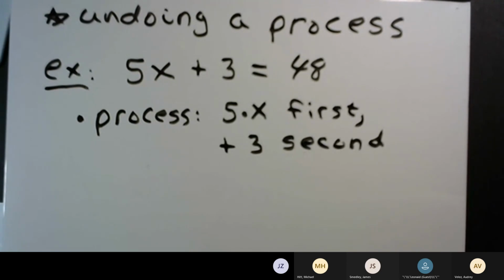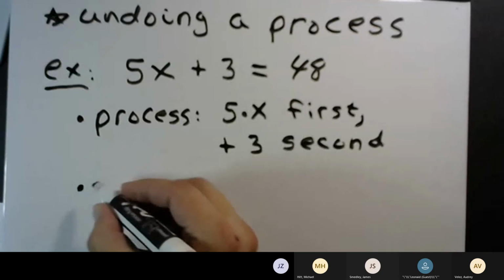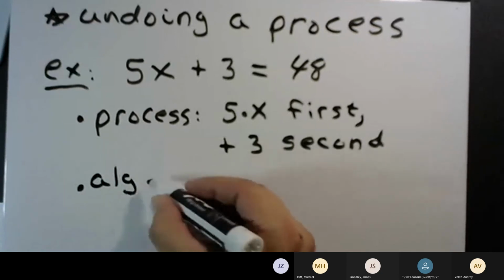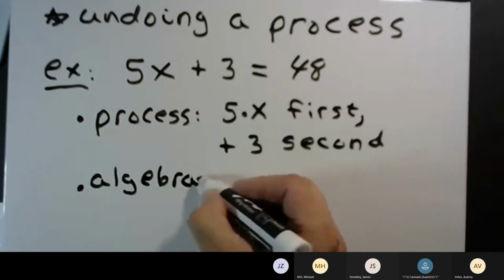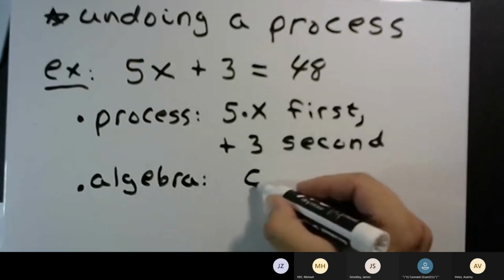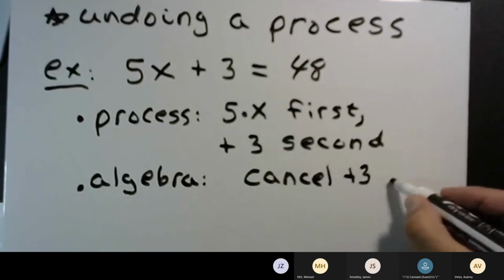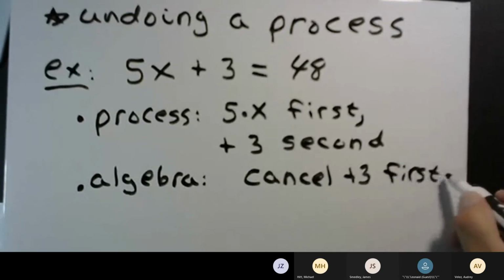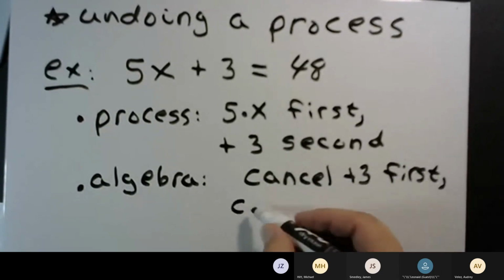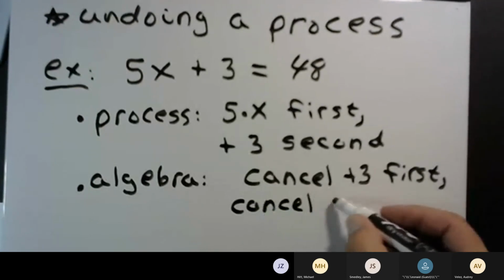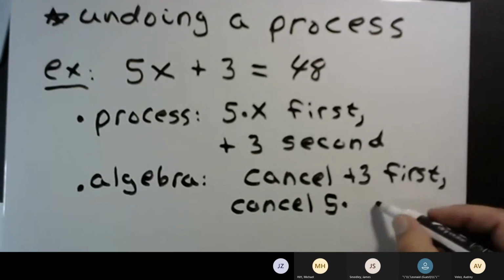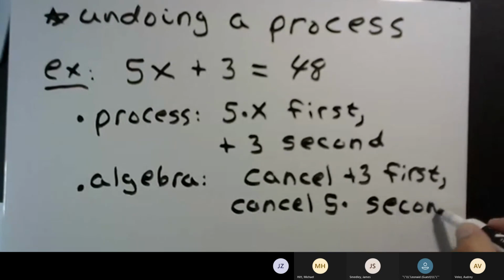For algebra, we're going to reverse all this. We're going to undo it. We'll cancel adding 3 first, and then cancel multiplication by 5 second. So with algebra, we work backwards and we cancel things.